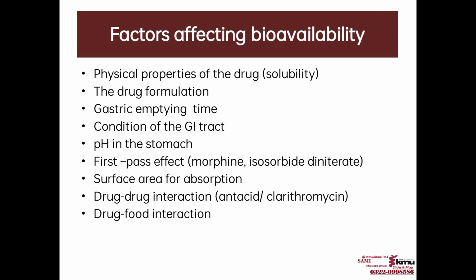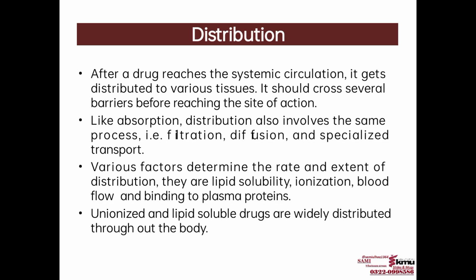This is the diagram. Factors affecting bioavailability क्या factor हैं? Physical property of the drug, solubility, the drug formulation, gastric emptying time, condition of GI tract, pH in the stomach, first pass effect, morphine, isosorbide dinitrate, surface area for absorption, drug interaction, antacid and clarithromycin, drug food interaction. ये सारे पॉइंट ज़रूरी हैं.